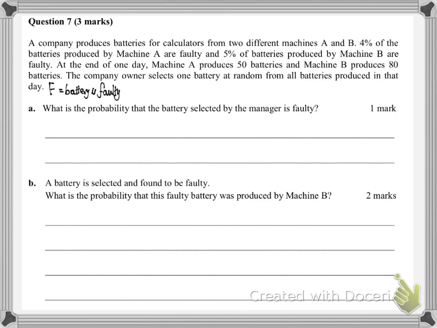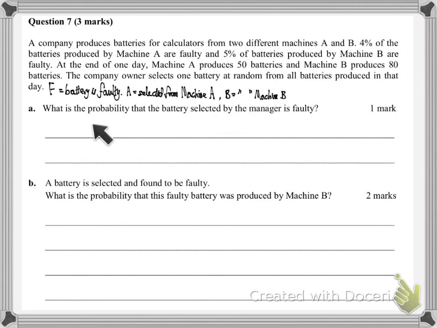Okay, we've got a number of events. The batteries could be faulty or not faulty, whereas the second event is we could select from machine A or we could select from machine B. They're complements of each other. So let's define the events carefully. F is going to be the battery is faulty, so that means F dash could be not faulty. Okay, then let's say event A is selecting from machine A, whereas we could write machine B, which is selecting from machine B, and A and B are going to be complement events to each other.